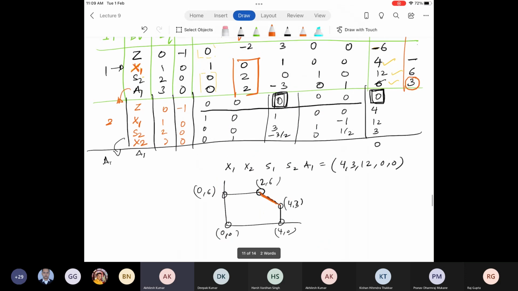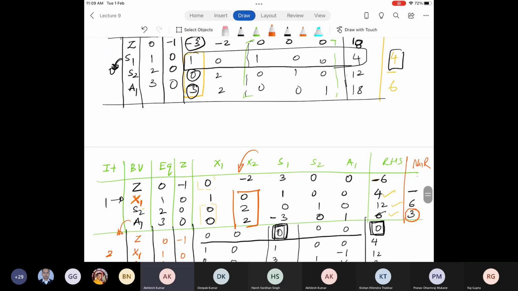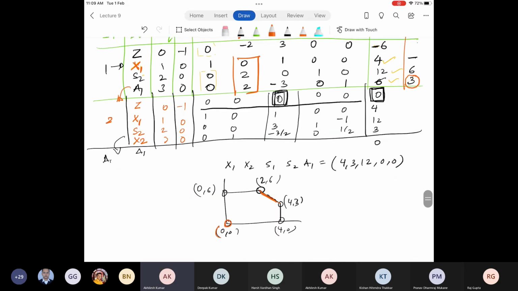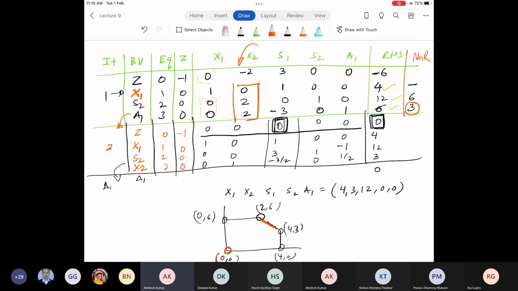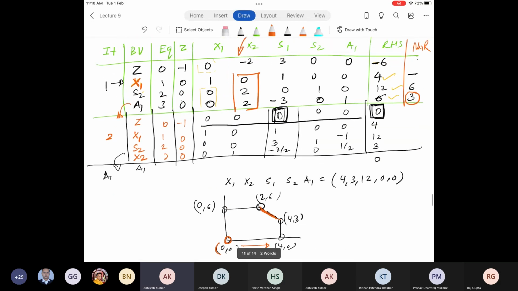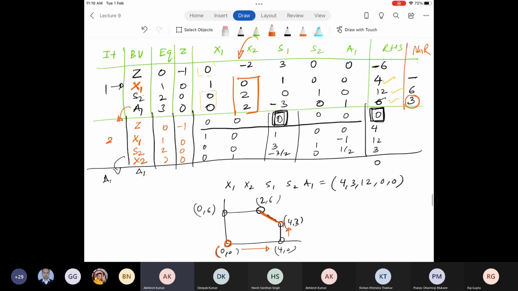So let's start from iteration 0. Your S1, S2 and A1 were 4, 12 and 18. That means you started at 0, 0. Then you move to X1 equals 4, X2 equals 0. This point. And then you move to 4 and 3. Now see, is this a feasible point for the original problem or not?